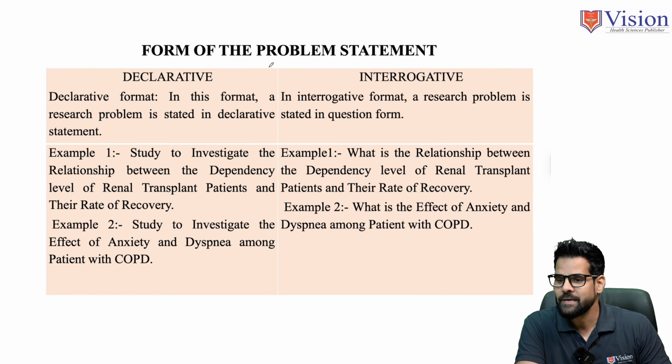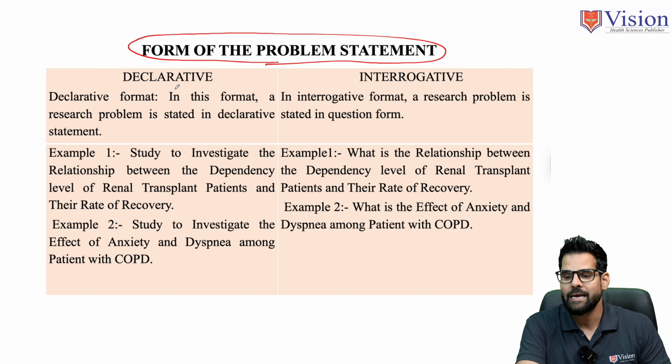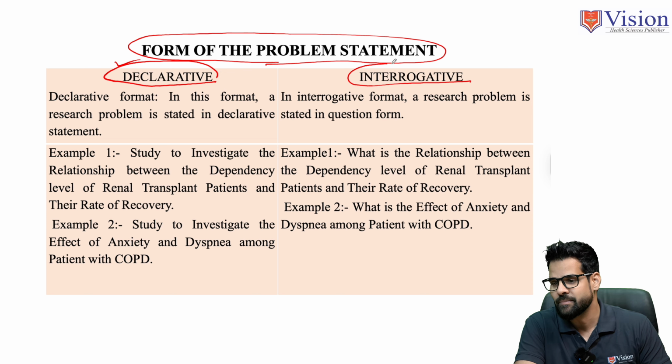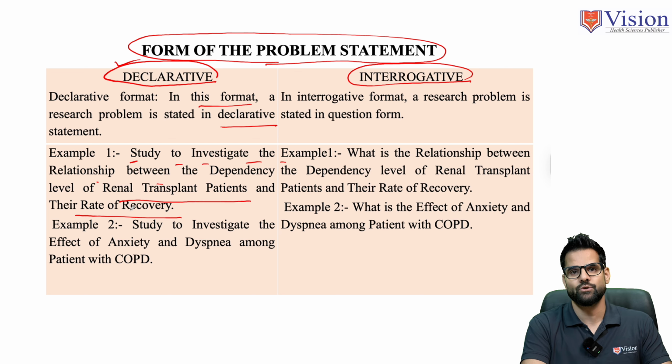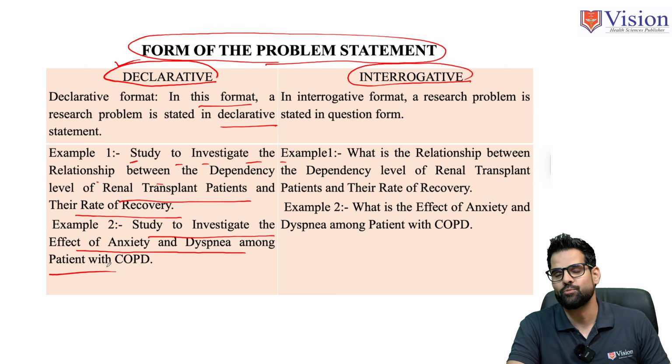As you can see in the example here, as I said, there are two forms of stating the problem. Either you can have a declarative statement, mostly in nursing researches, or you can have interrogative statements. So what is the declarative statement format? In this format, a research problem is stated as a declarative statement. As you can see the example, study to investigate the relationship between the dependency level of renal transplant patients and their rate of recovery. So here we are giving some kind of a declaration. Or study to investigate the effect of anxiety and dyspnea among the patients with COPD.